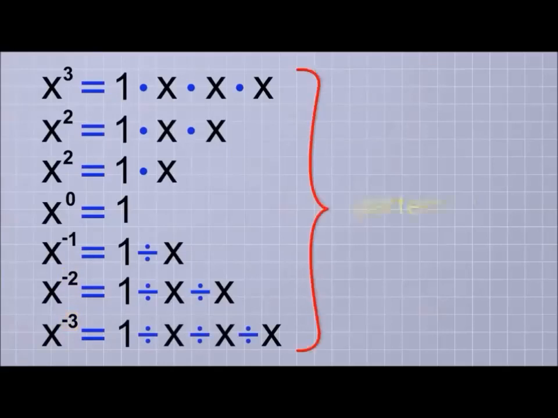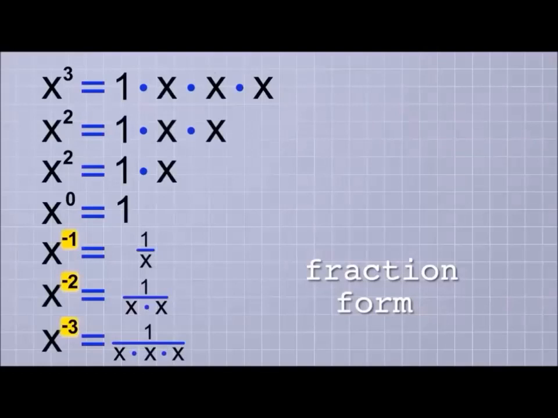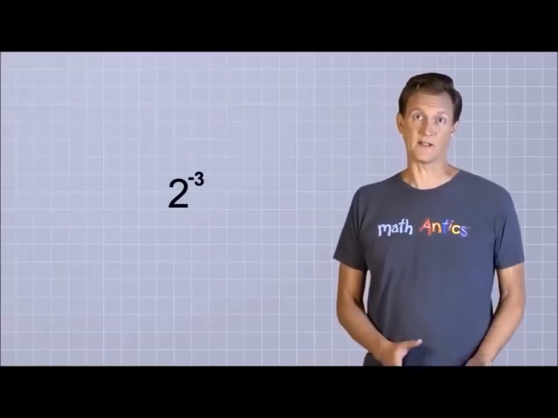Seeing it like this makes the pattern clear, but mathematicians prefer to express negative exponents in fraction form, where 1 is divided by the same number of x's multiplied together. But since those multiplied x's are all on the bottom of the fraction, you're actually dividing by all of them. Here's an example that will help you see that that's true.